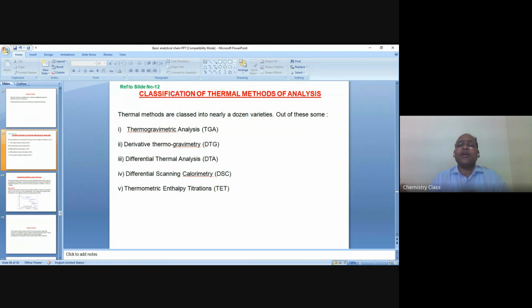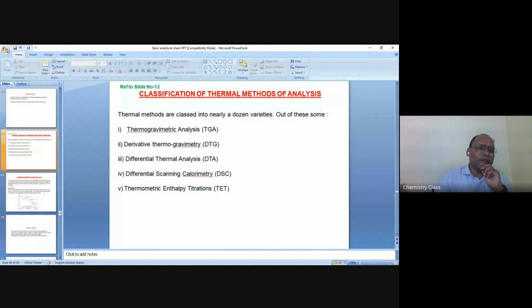It is not essential to know all the varieties, but you have some selected types in your syllabus: TGA, DTG, DTA, DSC, and TET. That is thermogravimetric analysis, derivative thermogravimetric analysis, differential thermal analysis, differential scanning calorimetry, then thermometric enthalpy titration. These are the methods used in the thermal method of analysis.